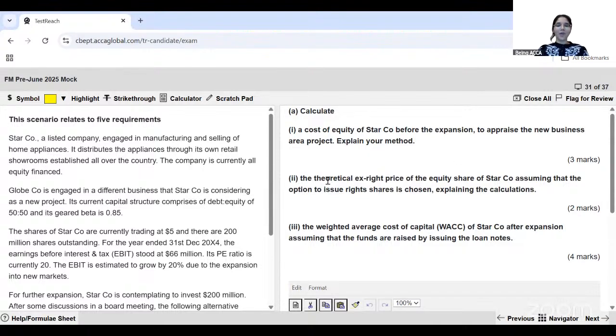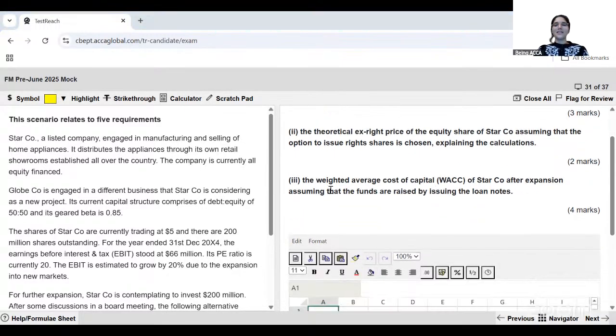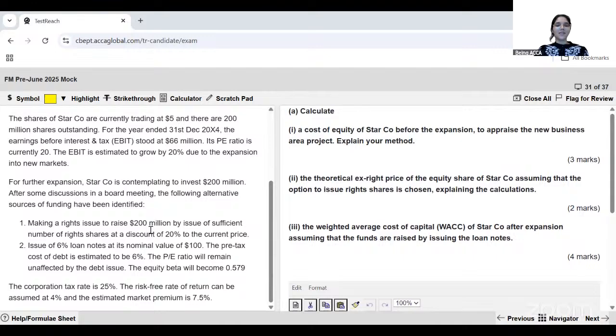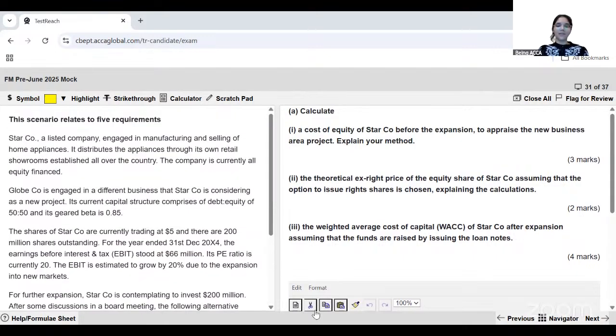Then the second requirement wants us to calculate the theoretical ex-right price, basically the TERP, of the equity share of Star Company, assuming that the option to issue rights is chosen, explaining the calculations. Then the third part is we are supposed to work out the weighted average cost of capital, WACC, of Star Company after expansion, assuming that the funds are raised by issuing the loan notes. Now that we have a brief idea of what we are supposed to work out, let's give the scenario a read.